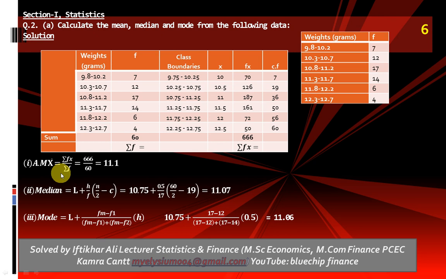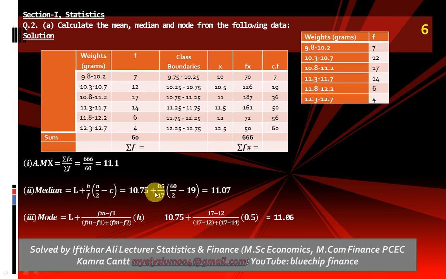Arithmetic mean is equal to sum of fx divided by sum of f. So what is fx? fx is simply the product of f multiplied by x, and take the sum, 6 divided by 60 equals 11.1.